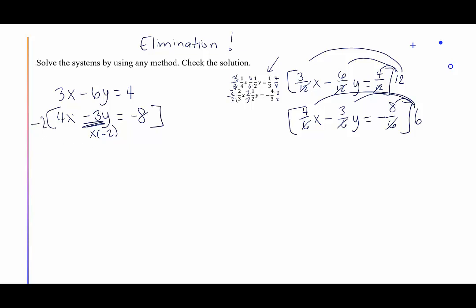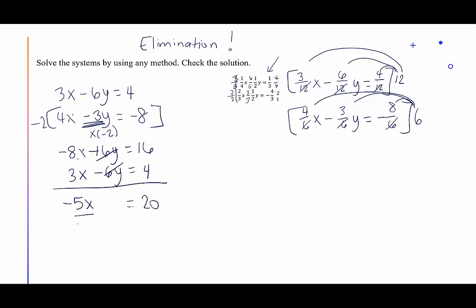Okay, so then I distribute the -2. The second equation, I get -8x plus 6y is equal to +16. And then this top equation, I'm just going to rewrite it here. 3x minus 6y is equal to 4. And now I'm ready to combine these equations. -8x plus 3x is -5x. These should eliminate. That was the point of the elimination method. And 16 plus 4 is 20.